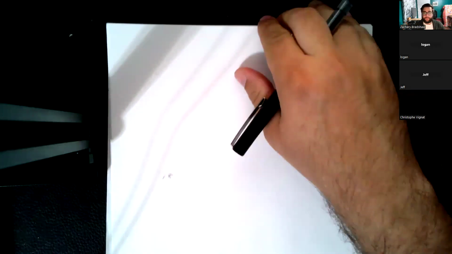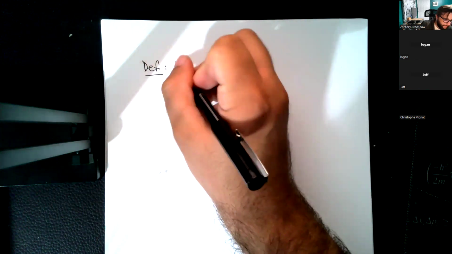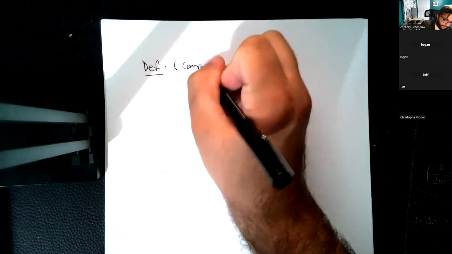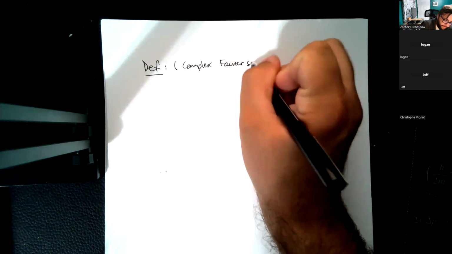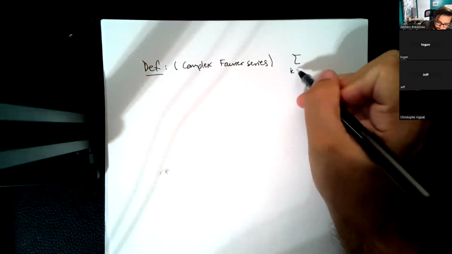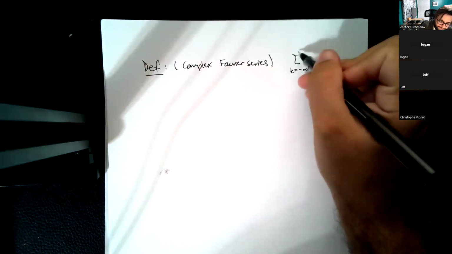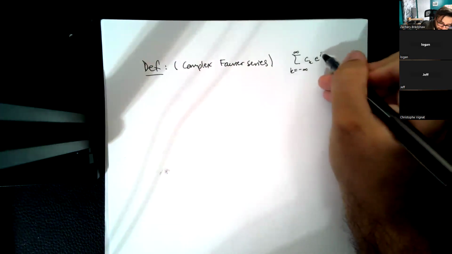Okay, so let me go ahead and move on to talking about Fourier series now. So by a Fourier series, maybe I'll say complex Fourier series, all I mean is a sum of the form sum from k equals minus infinity to infinity of c_k e to the i k theta.